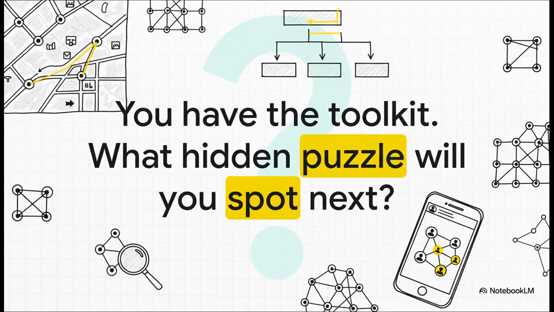So next time you're planning a road trip or organizing a to-do list, or even just scrolling through your friends list, stop and take a closer look. Because you now have the basic toolkit. You can see the hidden network of vertices and edges that's running underneath it all. So the only question left is, what puzzle are you going to spot next?